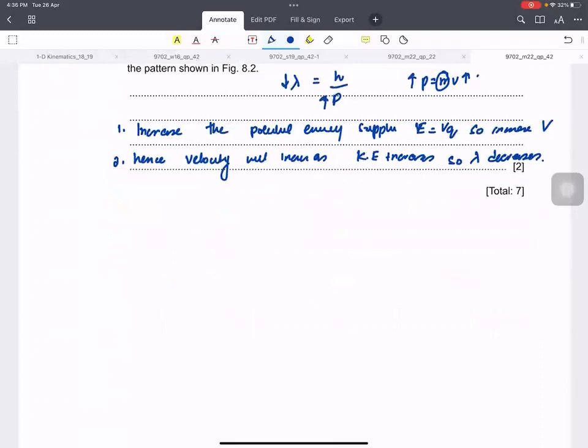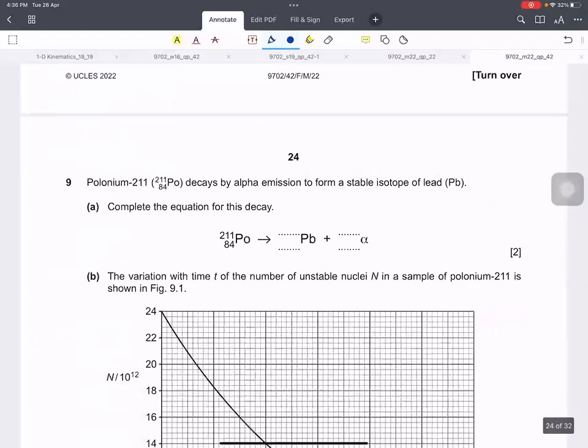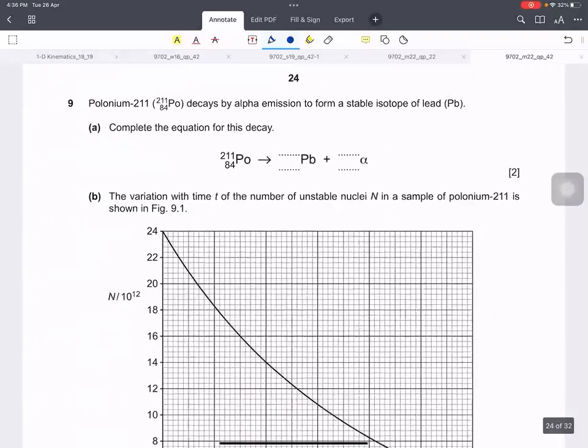All right. Now question number 9. Complete the equation for this decay. Alpha is emitted: 211 minus 4 is 207, and 84 minus 2 is 82.